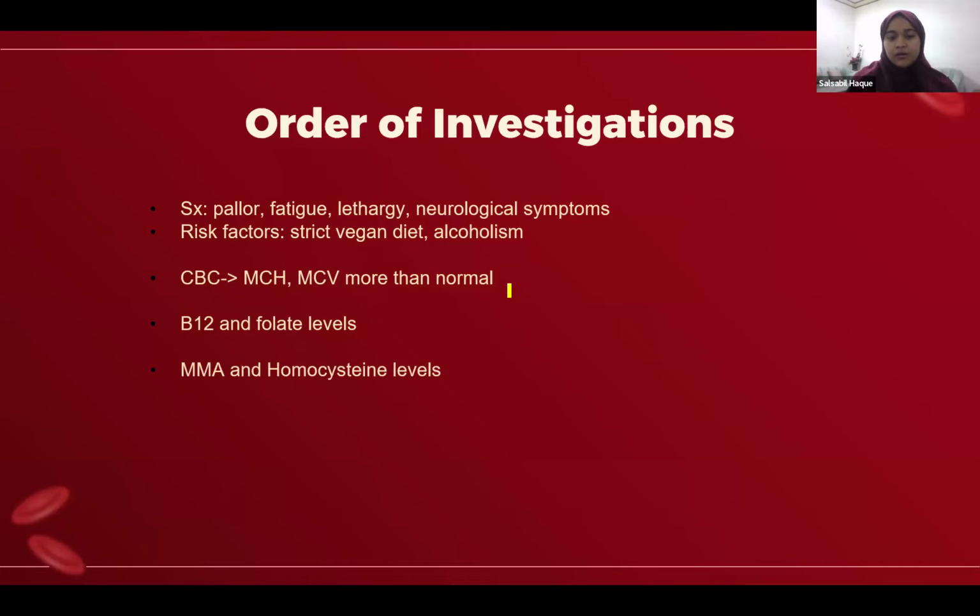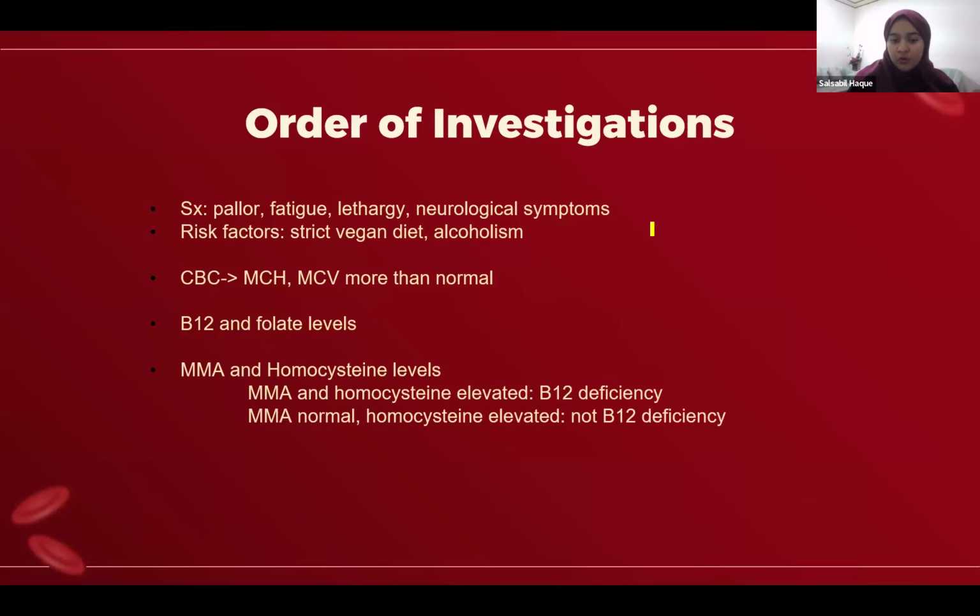So MMA levels are increased in B12 deficiency. Actually, let me ask you that. Okay. So homocysteine levels are increased in which deficiency? B12, folate, or both? Both. Perfect. And MMA levels are increased in B12 deficiency. Yes. Okay, so if both are elevated, that means it is B12 deficiency. If MMA is normal, that means you can rule out B12 deficiency. However, if both are normal, then there is no deficiency of folate or B12.